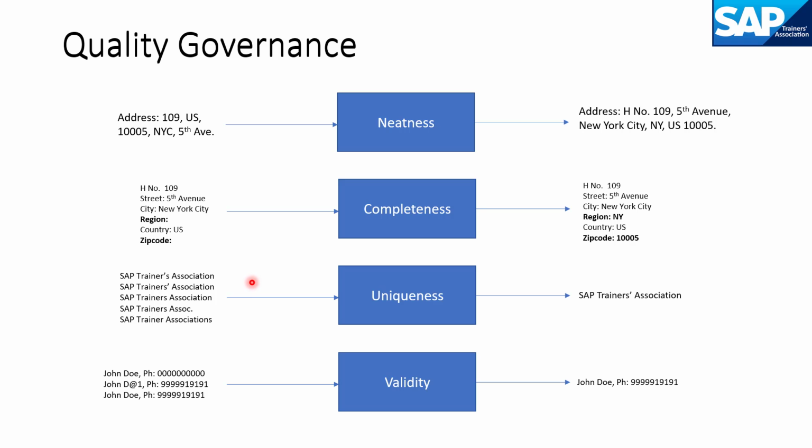Then uniqueness. What is uniqueness about? It is about ensuring that duplicate data doesn't go through. Duplicate data has severe consequences. Let's say a material name, or let's say SAP Trainers Association, and these are the two customers created here.